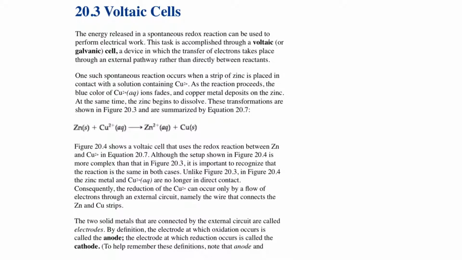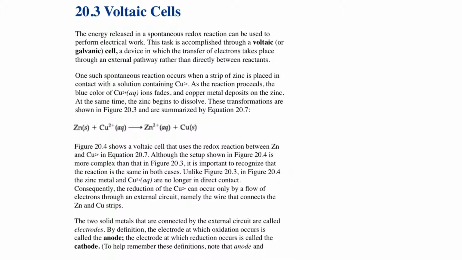Section 20.3, Voltaic cells. The energy released in a spontaneous redox reaction can be used to perform electrical work. This task is accomplished through a voltaic or galvanic cell, a device in which the transfer of electrons takes place through an external pathway rather than directly between reactants.